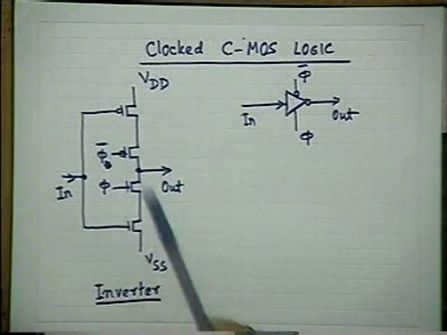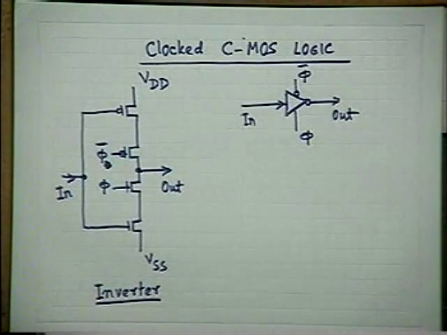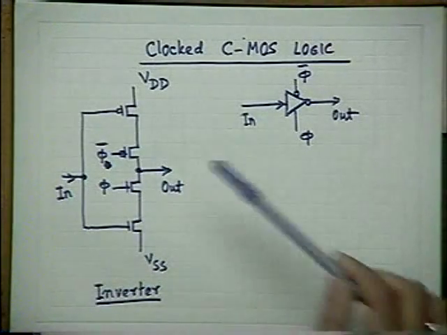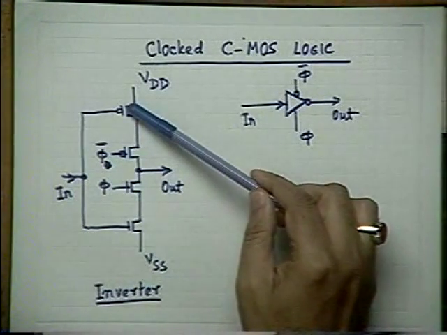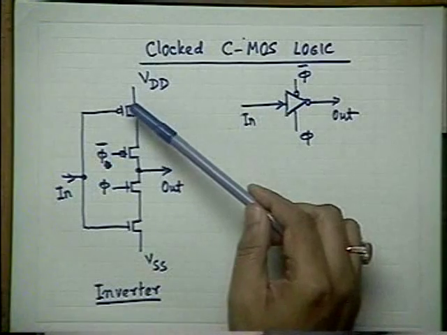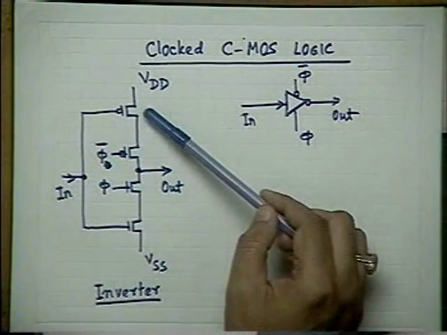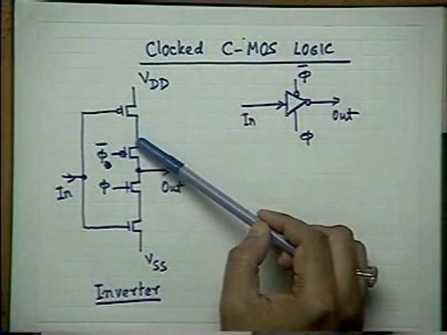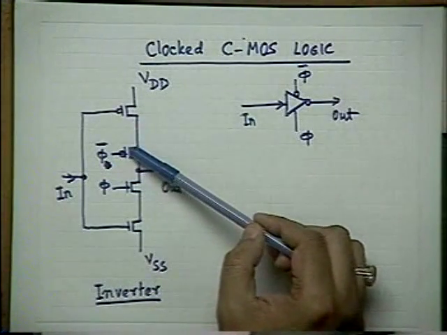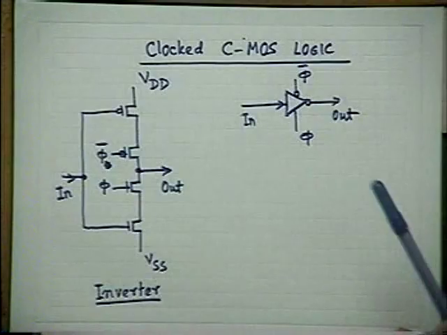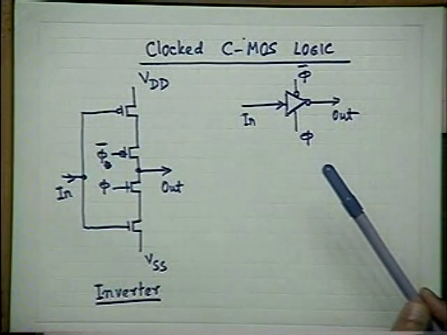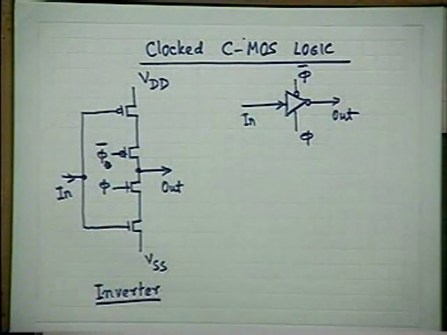This is phi and this is phi complement. You see that the actual inverting function is produced by these two transistors as usual, this PMOS and this NMOS. This is a driver and this is a load. In between, I have put a pair of PMOS and NMOS, as indicated here, to have clocked operation.